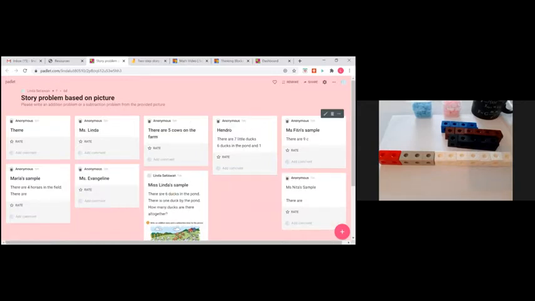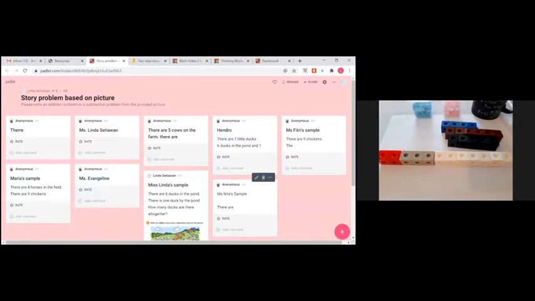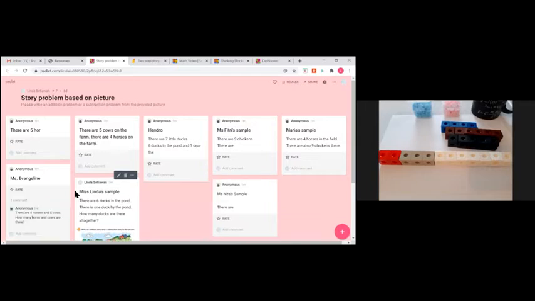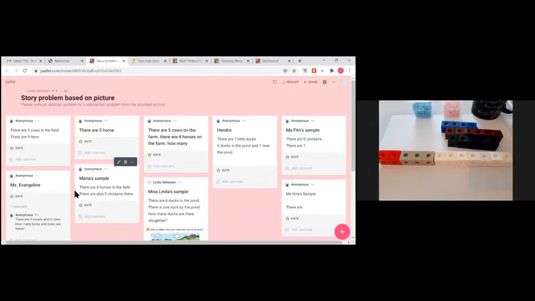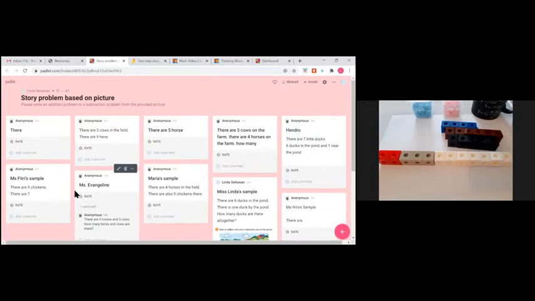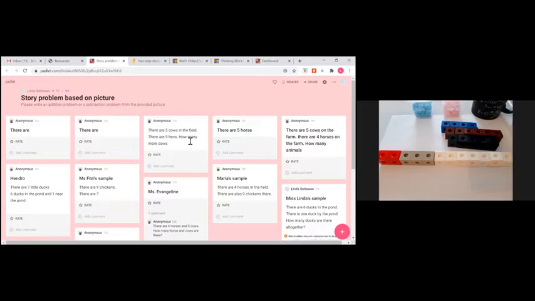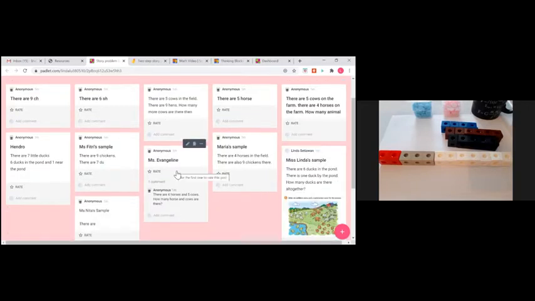I start seeing more notes here. Let me just erase the other one that belongs to me. You can choose to be anonymous, or you can also put your name up there. Oh, I see one problem that I think is done from Miss Evangeline. There are 4 horses and 5 cows. Let me just wait for a bit because everyone is busy at the moment typing. There are 4 horses and 5 cows. How many horses and cows are there? Okay, thank you, Miss Evangeline.